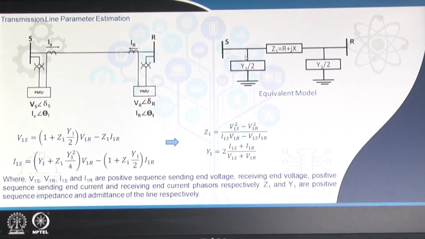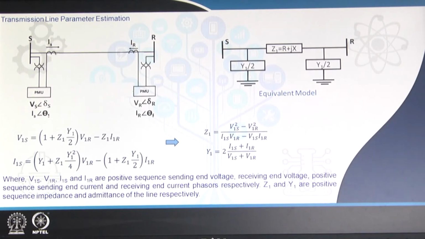we consider the transmission network model as a pi model, with the series impedance being R plus jX and the shunt admittance being Y1 by 2 on both sides. This theory was also discussed in our PMU lecture. So, here, V1s and I1s, the positive sequence voltages and currents, are expressed by the sending and receiving end voltages and currents. The sending end here corresponds to our generator side, and the receiving end corresponds to our grid side.